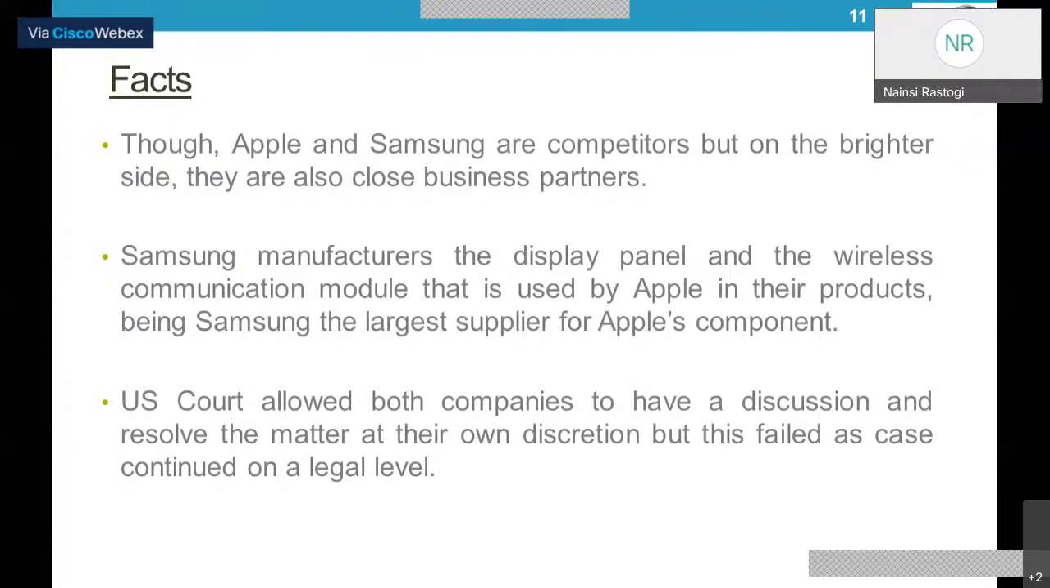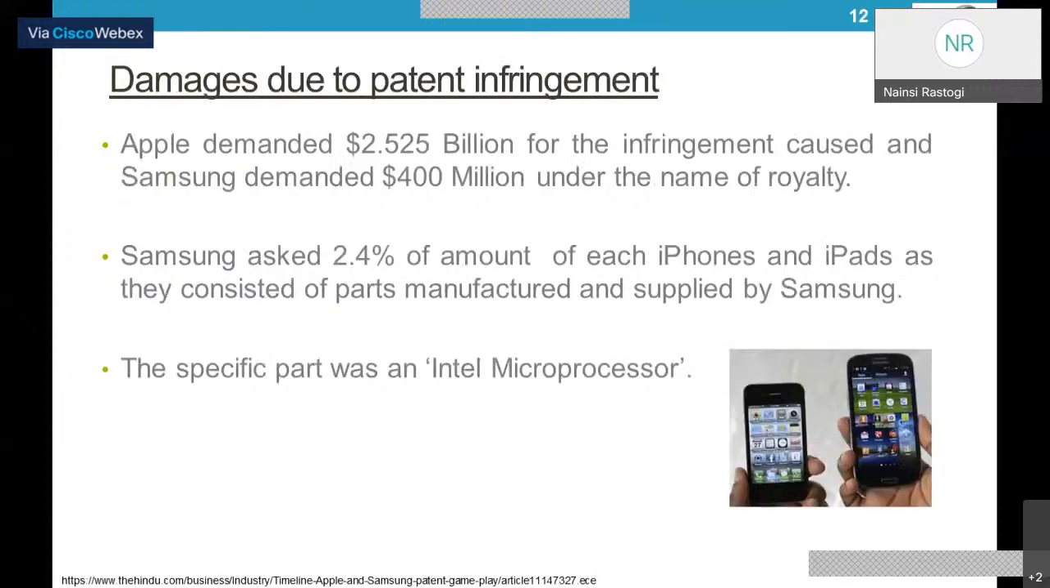Similarly, Samsung was the manufacturer of display panels and wireless communication modules that were used by Apple in their products. Samsung was the largest supplier at that time, and not only for other mobile companies, Apple was also using its components. Then the US court allowed both the companies to have a discussion and resolve their matter at their own discretion, because both were in conflict at the legal level. So this was the case.